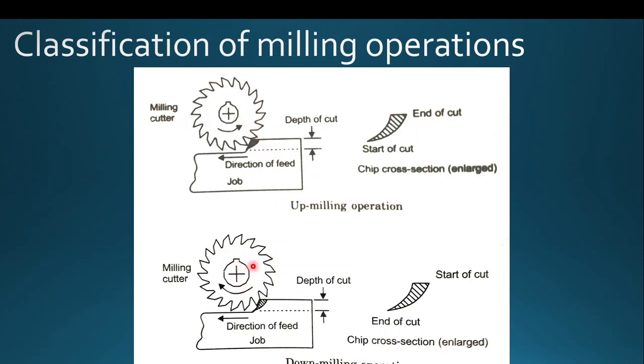And what is the difference between these two? Based on the operating concept, we can find a lot of differences within these two categories. In the case of up milling, at the starting of the cut, the material removal is lower. At the end of the cut, the material removal will be higher. But in the case of the down milling operation, at the starting of the cut of a single tooth, the material removal is very, very high, and as time goes by the material removal becomes very low.